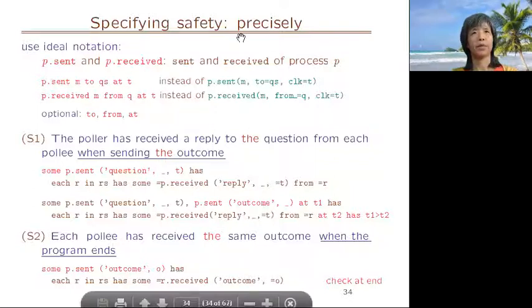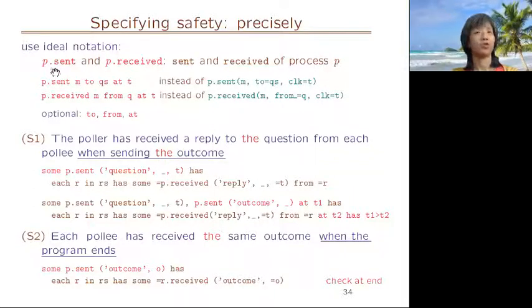So to write them precisely, we only have these two little notations that are new. We've seen sent and received as the sequences of sent and received messages. For each process, you have these two sequences. But now we are talking about multiple processes. So we have this notation p.sent and p.received. This is the sent and received of process P, because we talk about multiple processes together. And also we use this ideal notation, just for a couple of slides, for formally specifying the property.